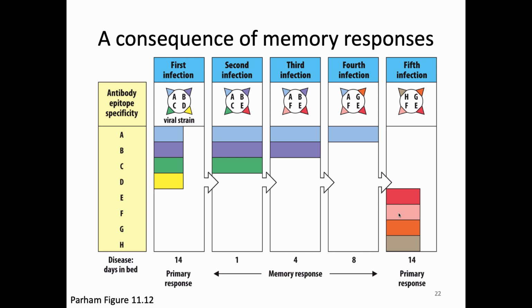So our person is going to get infected with this flu strain. They are going to make a primary response to antigen A. They are going to make a primary response to antigen B. They're going to make a primary response to antigen C. They're going to make a primary response to antigen D. It's going to take a little while before they make that nice primary response. And they are going to feel terrible because the flu is replicating during that time. They had no previous immunity to this flu virus. So they are sick in bed for 14 days.